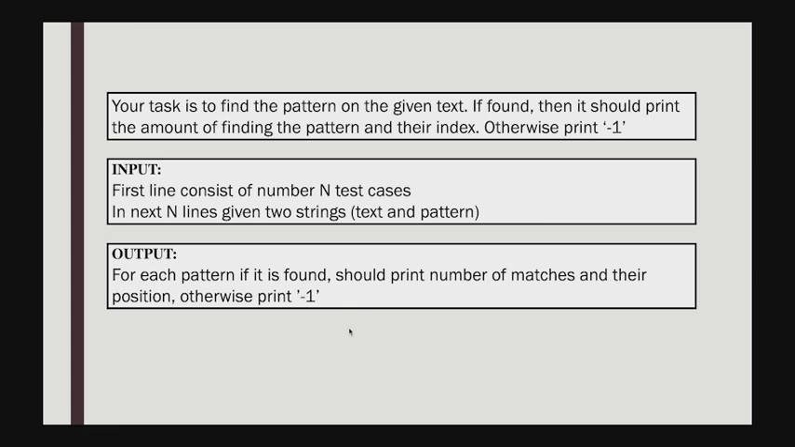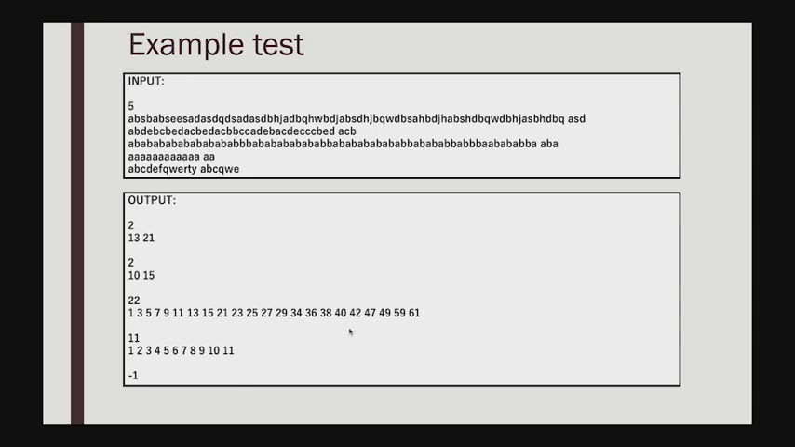So our problem is this. Your task is to find the pattern in the given text. If found, then it should print the number of matches and the indexes. Otherwise, print -1. So let's look at the sample tests. Look, if there is a match with the pattern, you should return the indexes. As in the first test, there are 11 matches, and we should return all indexes of them. If there is no match, you need to return -1. So let's solve it.